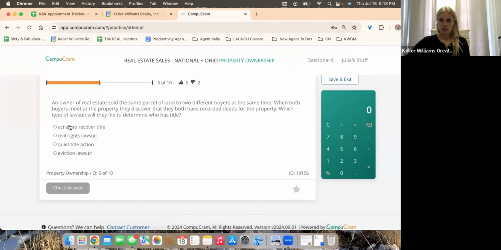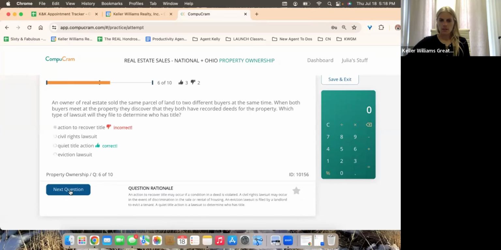Yeah, that sounds tricky. All right, we have A and C, quiet title action, action to recover title. Okay, so A first, let's see. Okay, so it would be C, quiet title action. An action to recover title may occur if a condition in a deed is violated. A quiet title action is a lawsuit to determine who has title. All right, so to determine who has title, the lawsuit would be a quiet title action.